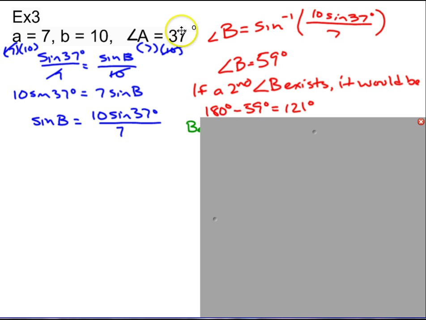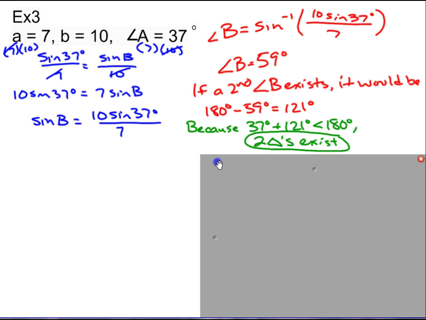Let's see if that's possible. This is where you have to really concentrate. Can we fit a 121 degree angle in with a 37 degree angle? And yes, we can. 37 plus 121 fits nicely. It's under 180, so therefore there are two triangles that could possibly exist.